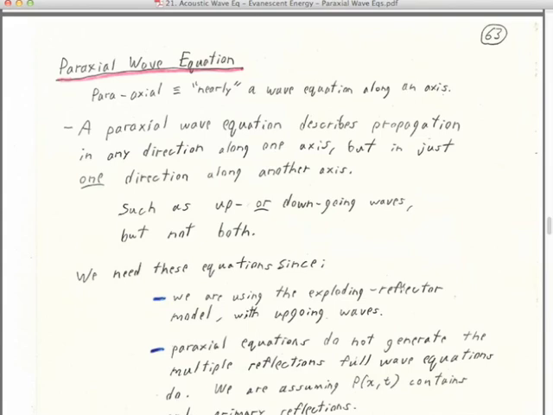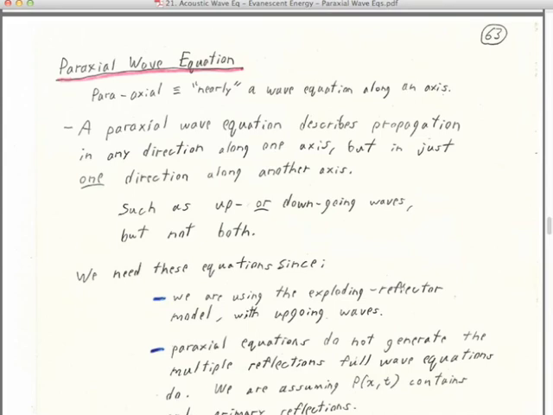Now, the paraxial wave equation is still a perfect wave equation along the other axis. It's going to allow waves to propagate along the x direction, the other spatial axis, in both the positive and negative directions.